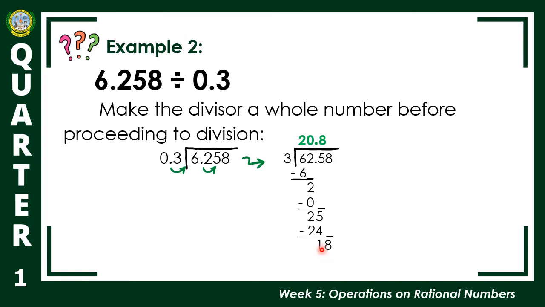Magiging 18. 18 divided by 3 is 6. 6 times 3 is 18. And then subtract, 18 minus 18 is 0. So, dahil 0 na yung remainder, ito na yung ating final answer. So, the answer po for this problem, 6.258 divided by 0.3 is 20.86 or 20 and 86 hundredths. Let's have another example po.